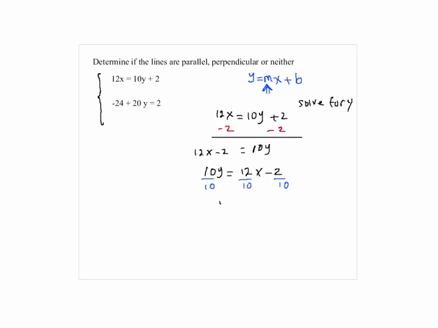So we have y is equal to, we can reduce this, half of 12 would be 6, half of 10 would be 5. So it would be 6 over 5 x minus 5. Okay, so the slope for this line here is 6 over 5. So I can find the slope. Let's take a look at the second line.